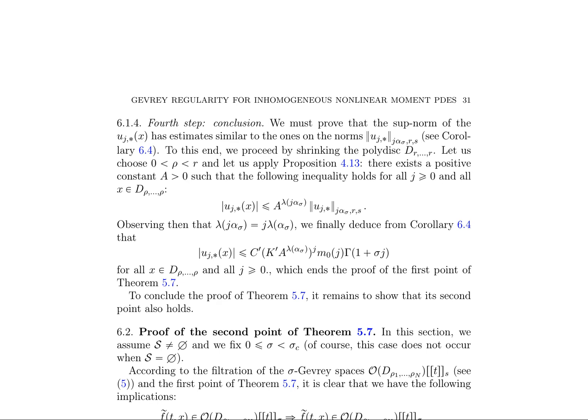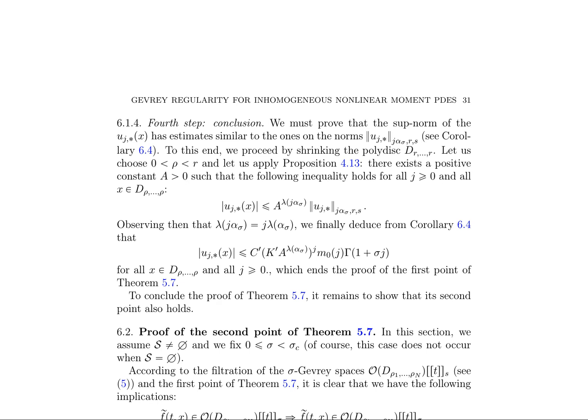The authors provide a proof for the fourth step of Gevrey regularity for inhomogeneous nonlinear moment partial differential equations. By applying proposition 4.13, they obtain a crucial estimate on the subnorm of the solution components Uj, essential for establishing Gevrey regularity. This ultimately leads to the conclusion that the second point of theorem 5.7 holds.